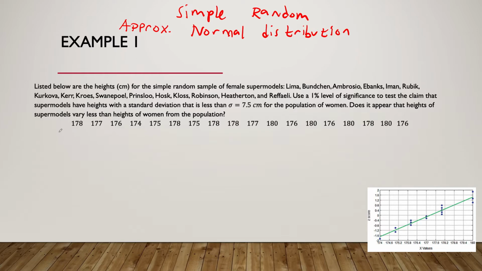So from this we have our null hypothesis that the standard deviation is equal to 7.5. The alternative, that the population standard deviation is less than 7.5. If the standard deviation is 7.5, the variance, when we square 7.5, we get 56.25, and the same for here.